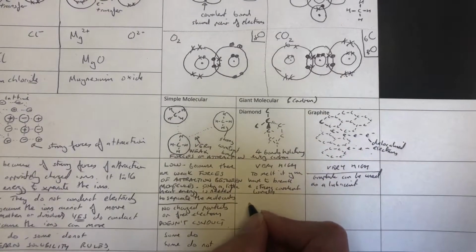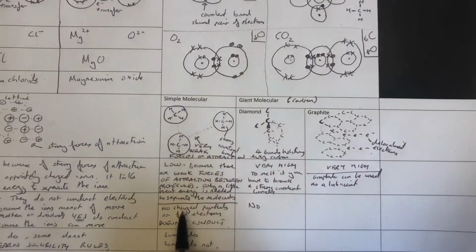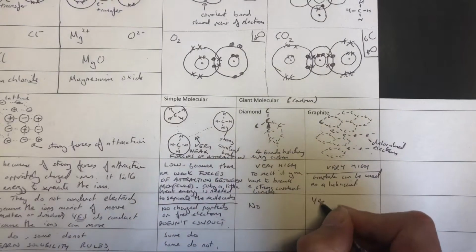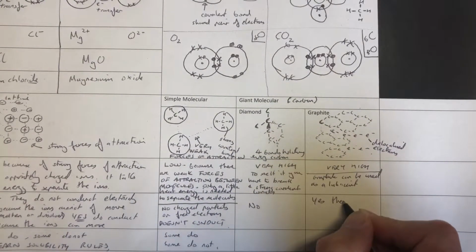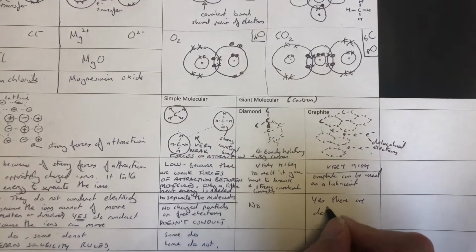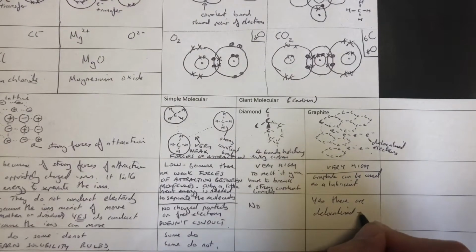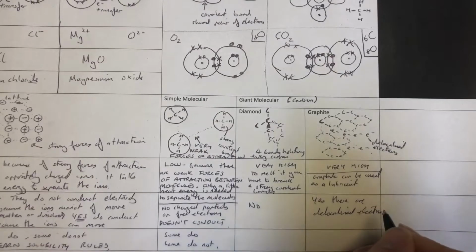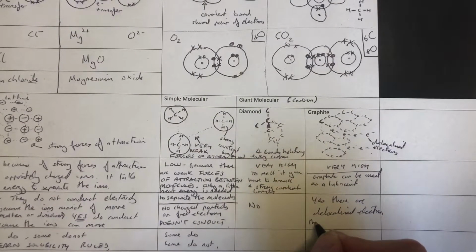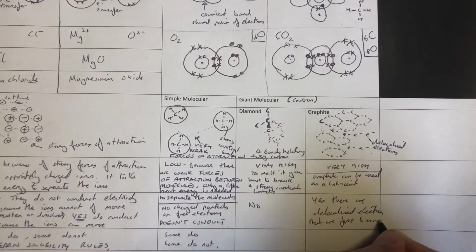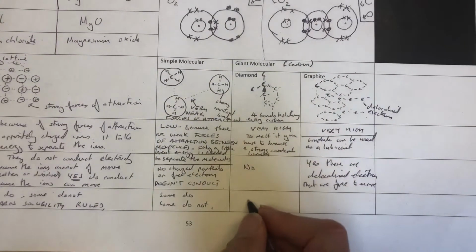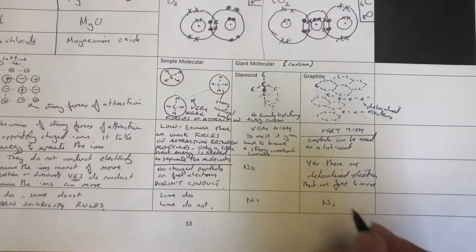Electrical conductivity of diamond? No. For the same reason simple molecules didn't conduct, because there are no charged particles or free electrons. Graphite? Yes. Why? There are delocalized electrons that are free to move. And of course, neither of these are soluble. No and no. And that's finished.